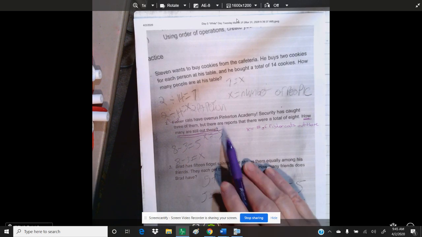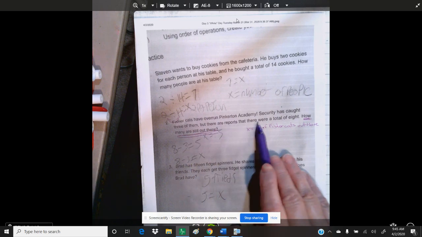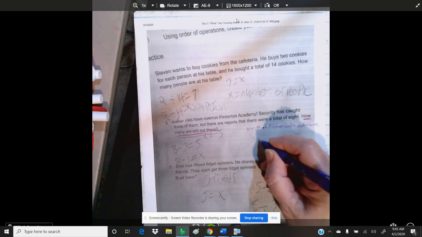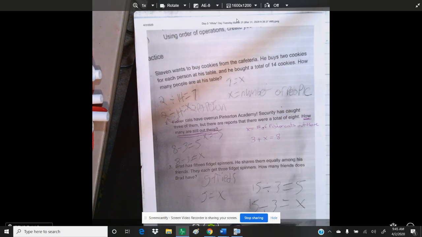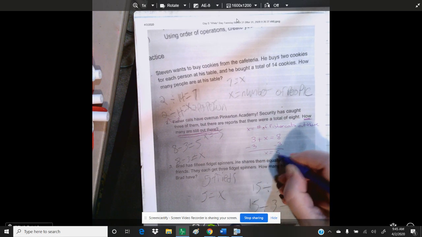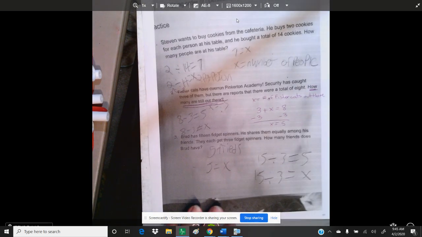And then they say, security has caught 3 of them, but there are reports that there are a total of 8. So you know that 3 plus X has to equal 8. That is the equation that you want to write based on the words that they give you there. And then again, you solved it completely correctly because if you subtract 3 from both sides, you get X equals 5. So there are 5 Fisher cats out there. Same thing on this last one.